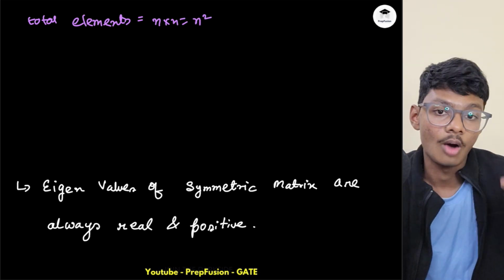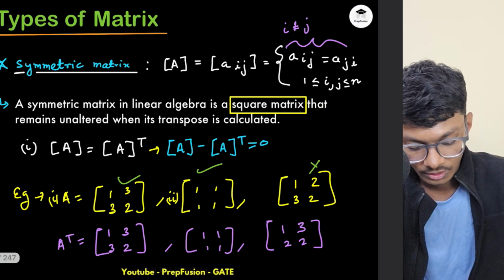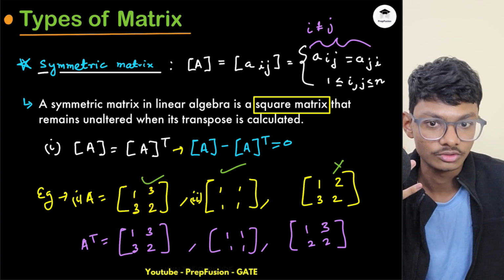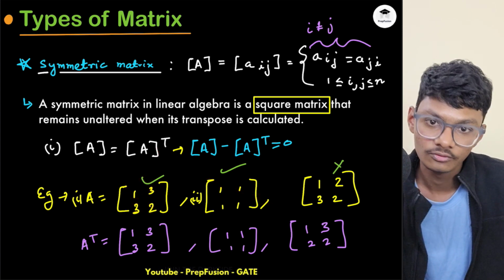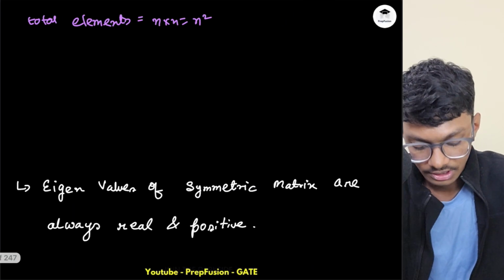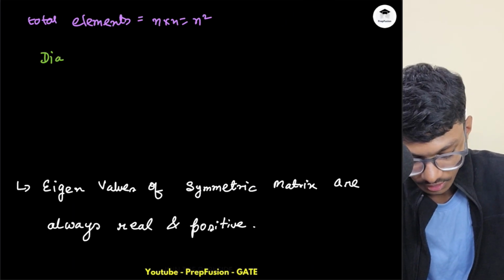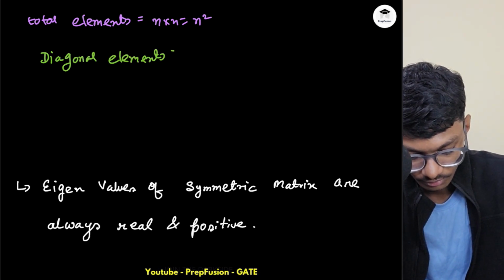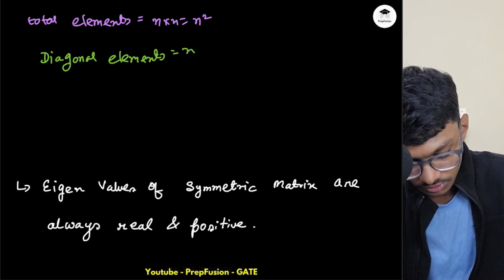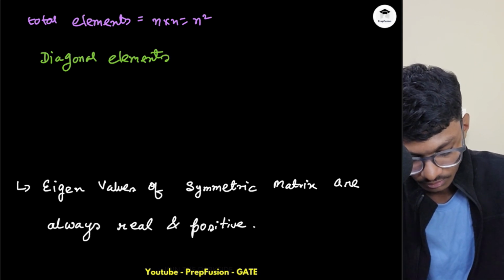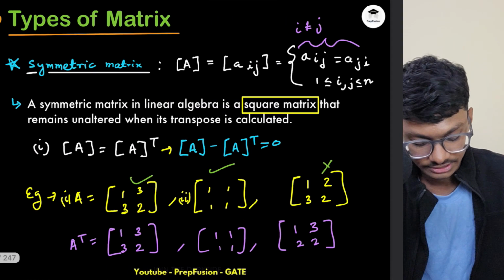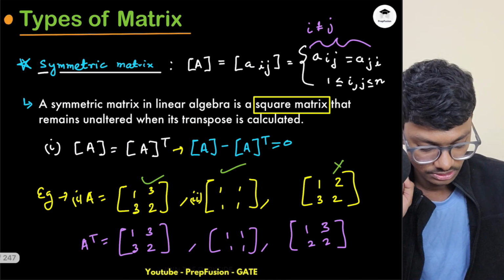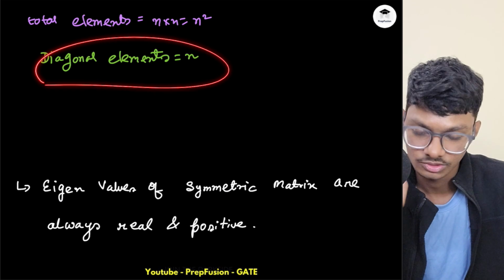And how many diagonal elements do I have? For a 2 cross 2 matrix, with i equal to j, there are 2 diagonal elements. For 3 cross 3, 3 diagonal elements. For 4 cross 4, 4 diagonal elements. So for n cross n, n diagonal elements will be there. Another thing is how many non-diagonal elements I have. Simply subtract the diagonal elements from the total number of elements and you get the non-diagonal elements.